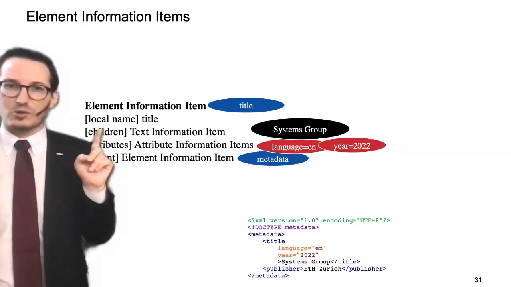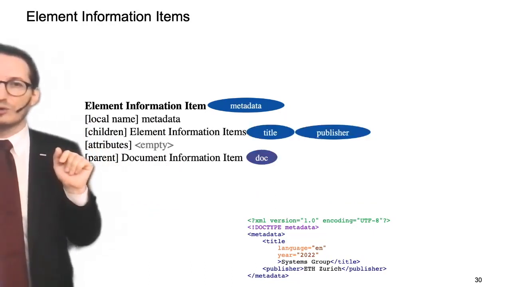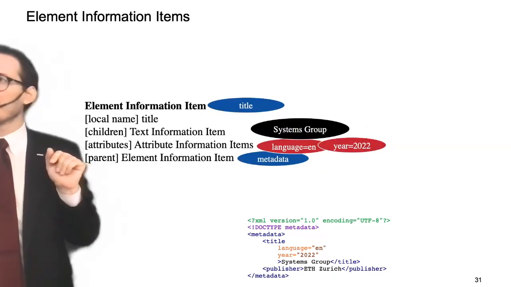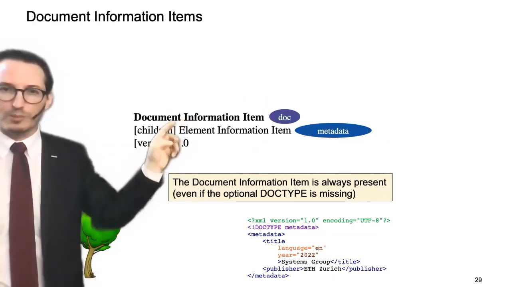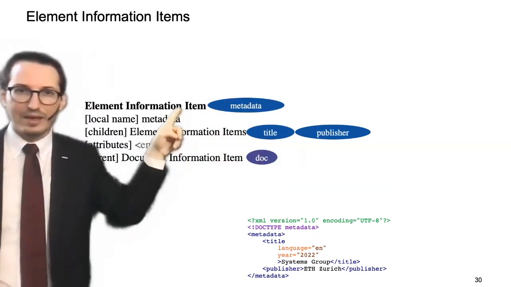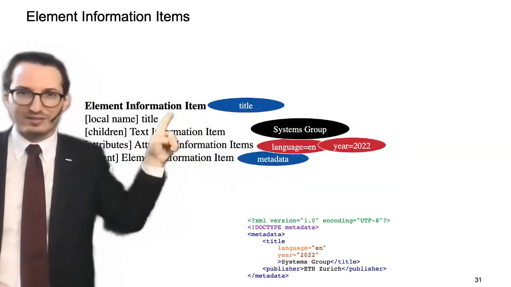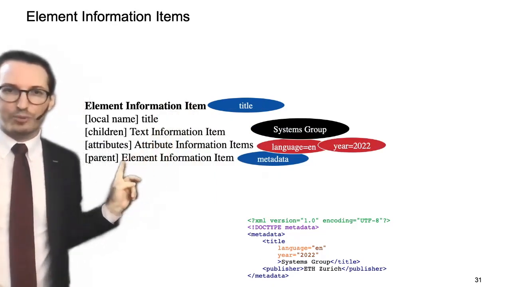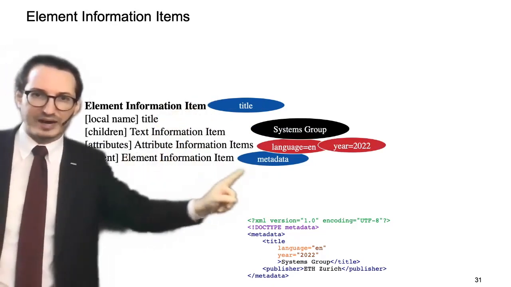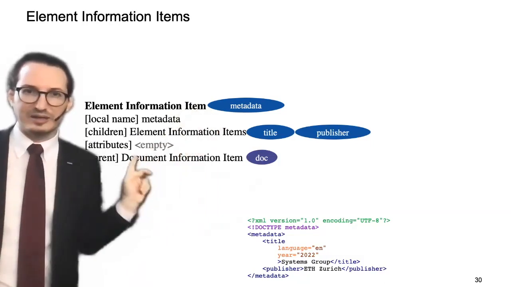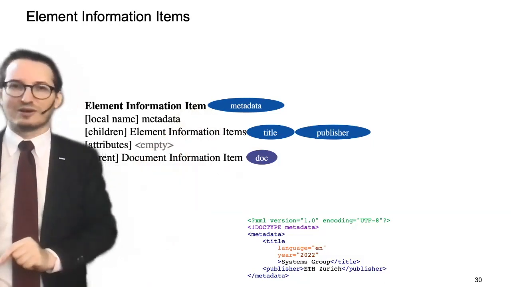So you already see that we now have 3 nodes so far, and you already see the start of a tree, right? This is the root pointing to metadata. Metadata is pointing to title and publisher, and title is right there. And you see the back pointers: title is pointing back to metadata, and metadata is pointing back to the document, all right?